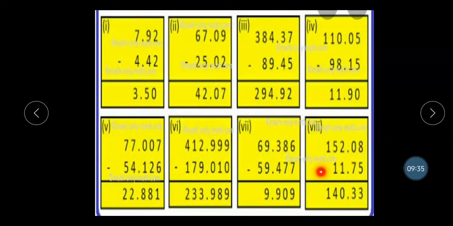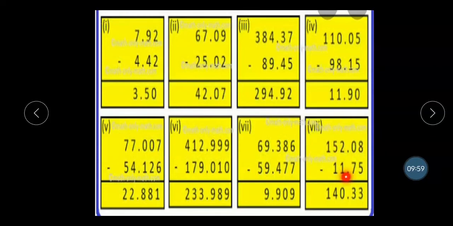The last example over here, 152.08 minus 11.75. Let's start. 8 minus 5, 3. 7 cannot be subtracted from 0, so it will become 10. So 0 will borrow from 2. So 10 minus 7, we get 3. Put the decimal point. As we have borrowed, 2 has become 1.